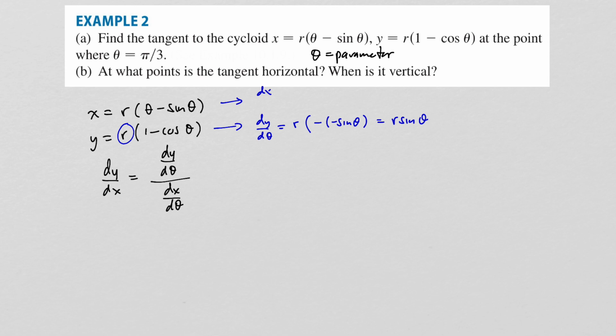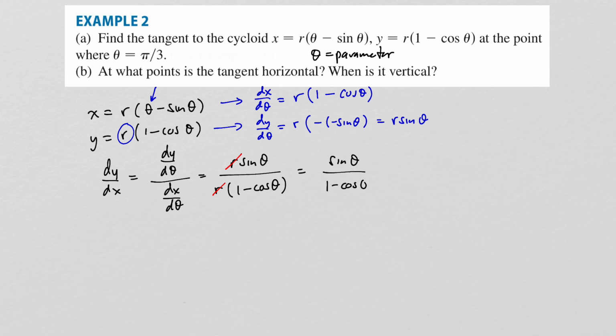And then dx/d theta is going to be r times the derivative of theta, which is 1, minus the derivative of sine, which is cosine. And so dy/d theta is r sine of theta, divided by dx/d theta, which is r times (1 minus cosine of theta). And what you see is that the derivative is independent of the size of the radius and is just equal to sine of theta divided by 1 minus cosine of theta.